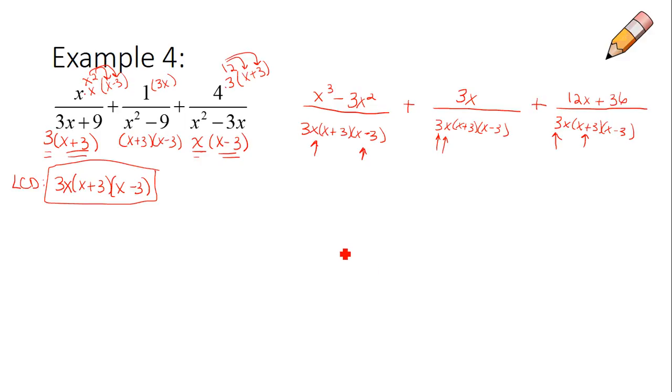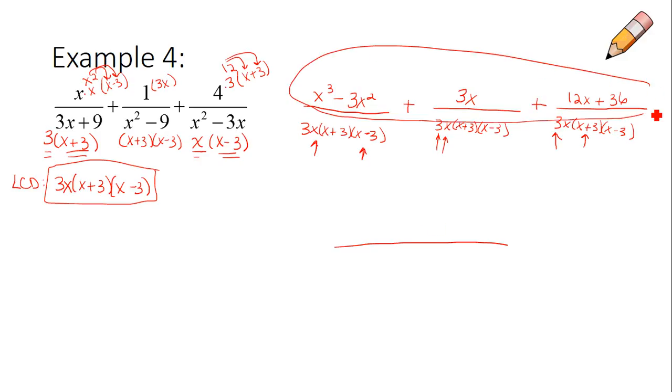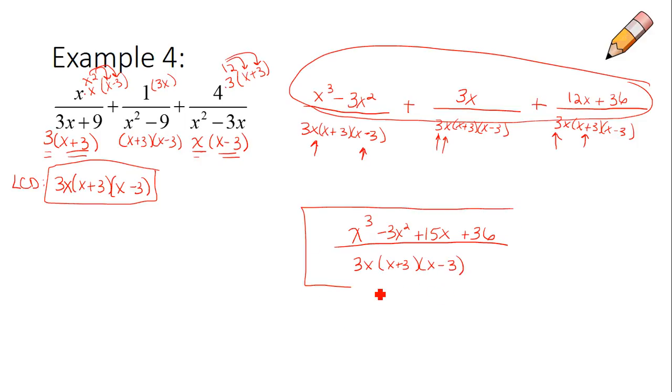So now I've done all the hard work, I just need to add this stuff up. So all the way across the top here, adding these like terms, I'd have 1x to the third minus 3x squared plus 15x's, 3 of them and 12 of them, plus 36. Nice. And on the bottom, I have 3x, x plus 3, x minus 3. Perfect. I have added those fractions together and found that simplified answer.